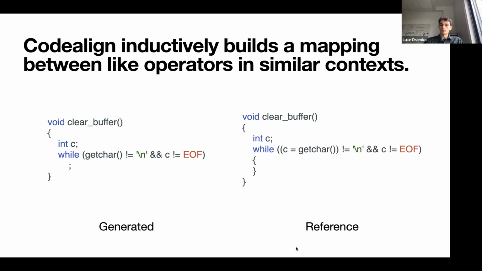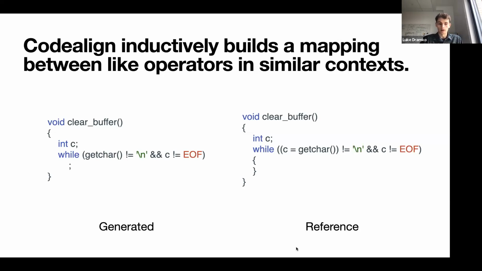So let's take a look at what this looks like. Here's an example pulled from one of our experiments. The generated code is produced by a machine learning model, and the reference code is the correct answer. Now, there are some meaningless syntactic differences, but there is one semantic difference that is particularly meaningful.